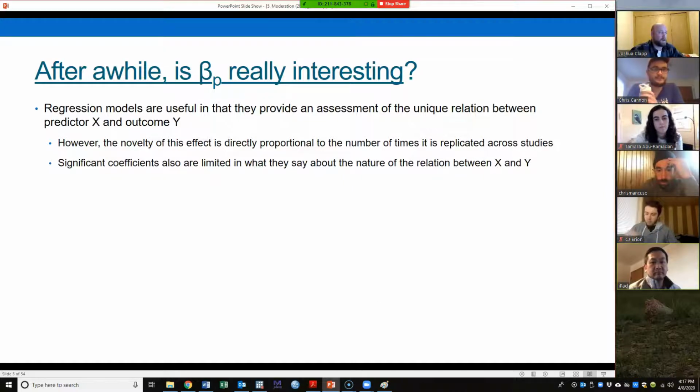Okay. So the regression models that we've worked through to this point do a really nice job of capturing unique effects of predictors on outcomes, right? If I regress this outcome onto a set of predictors, controlling for everything else in the model, what's the unique association of this variable with the outcome? But if I do this again and again and again and again, right?